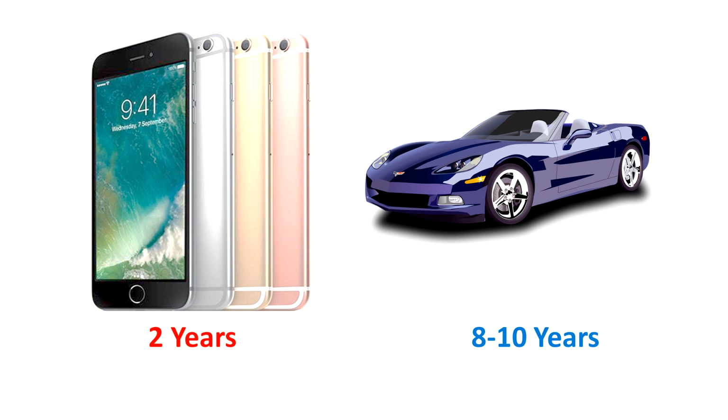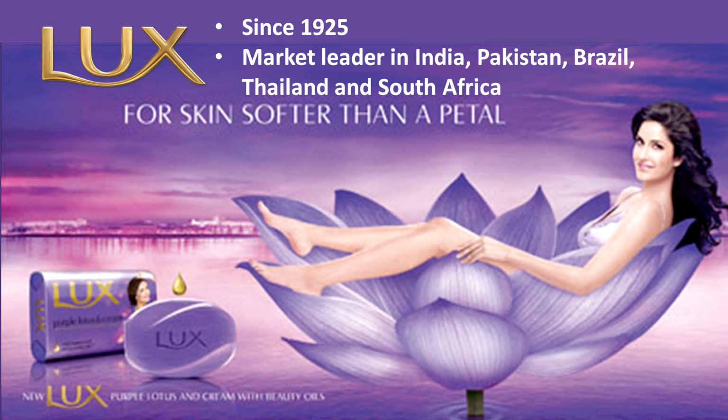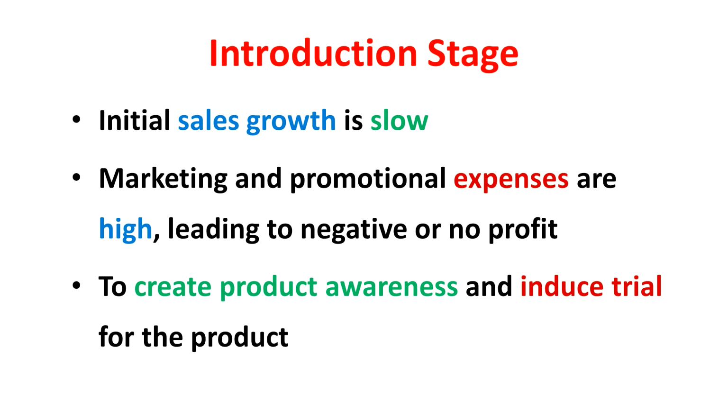In the case of a smartphone, the life cycle may be too small, say only 2 years. While in the case of a car, it may be even 8 to 10 years. In the case of FMCG products, it may be lifelong. Lux by Unilever has been there since 1925 and still it is the market leader in India, Pakistan, Brazil, Thailand and South Africa. Let us check out the stages now.